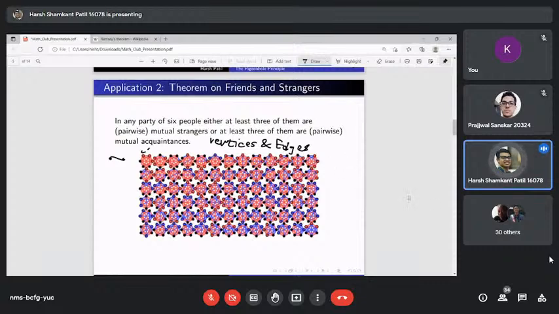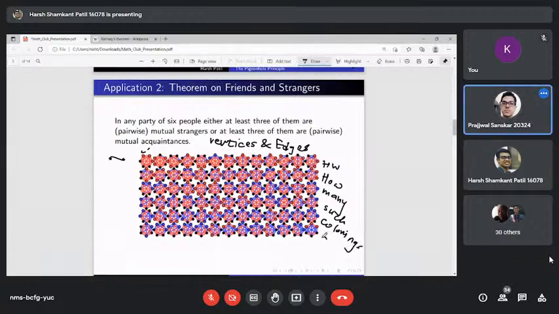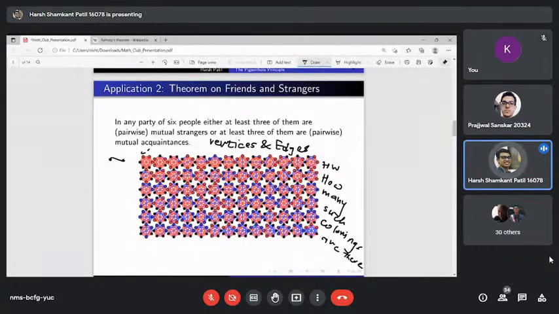So a little homework for you. Just calculate how many such colorings are possible. 2 raised to the power 6? Right, so yeah, you're right. So no, not 2 raised to the power 6.